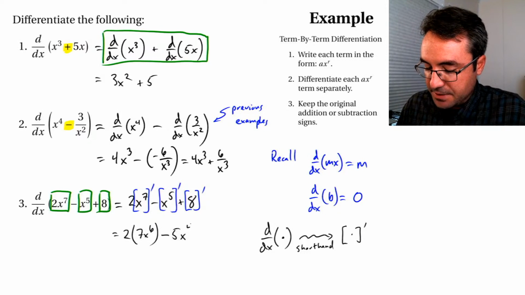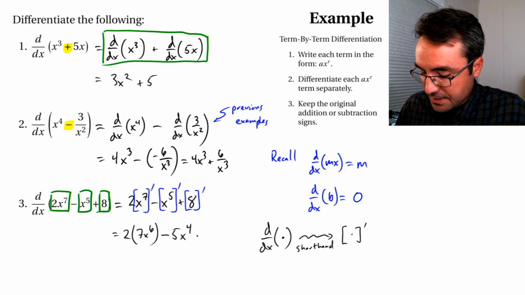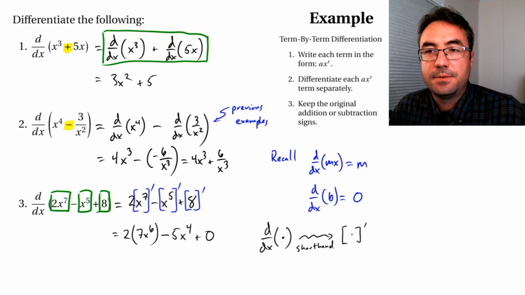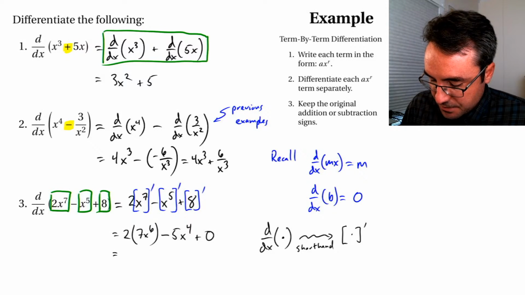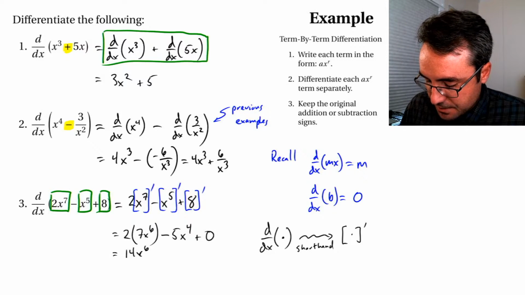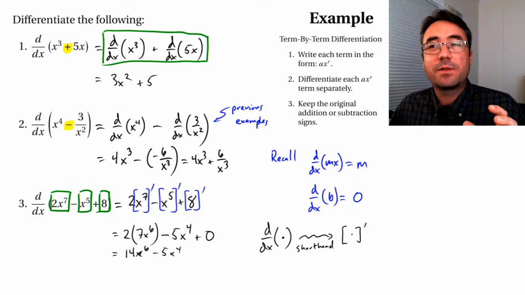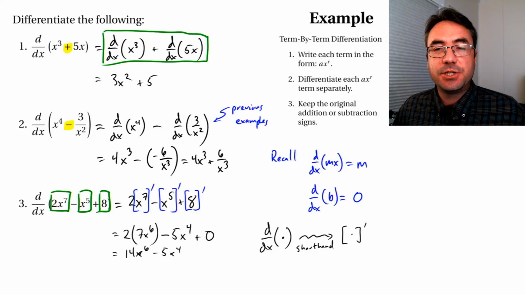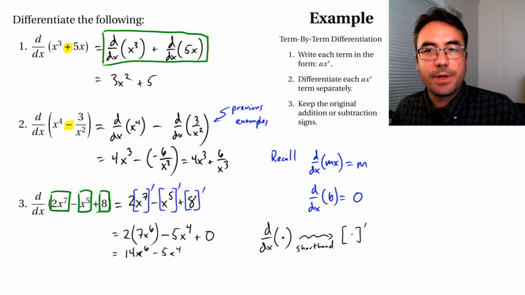So bring down the 5, keep x the same, subtract 1 from the exponent, so 4. And then finally, the derivative of a constant by itself is just 0. So cleaning that up, we have 2 times 7x to the power 6, and that gives us 14x to the power 6, minus 5x to the power 4, and then we don't normally write plus 0 at the end. So again, that's probably even more work than we're going to be showing once we get the hang of these. But just to illustrate how the sum and difference rule works, we're showing a little bit more there.